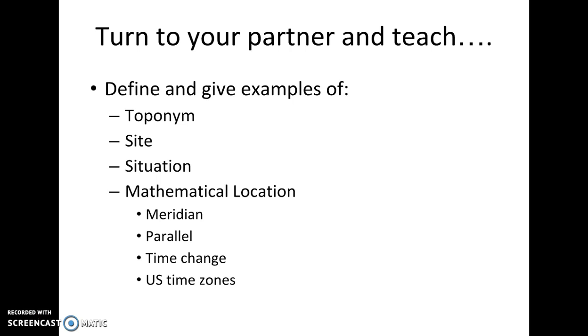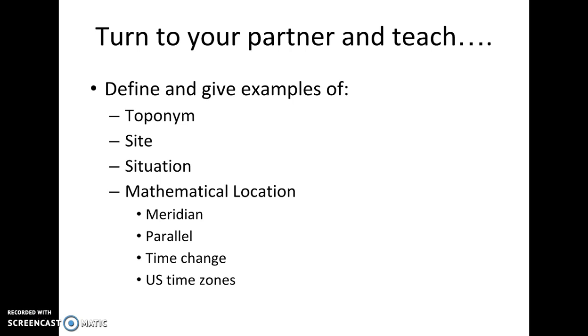Next is mathematical location. This is using absolute location, the point of latitude and longitude, the point at which they cross. So this is its absolute location, it's the exact place on Earth. This is the least used of the 4. You don't go around typically giving people your latitude and longitude digits.